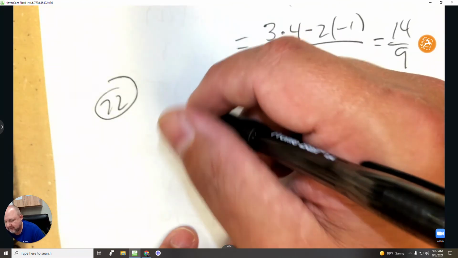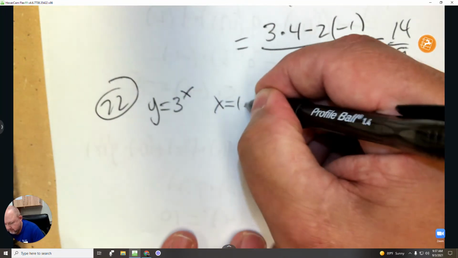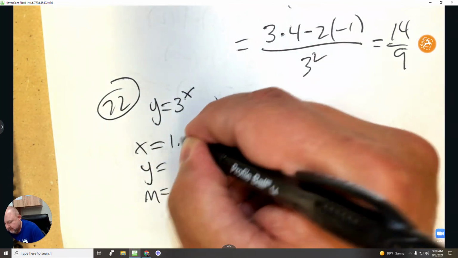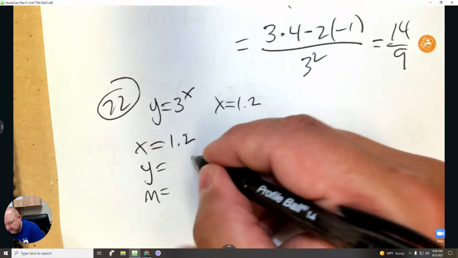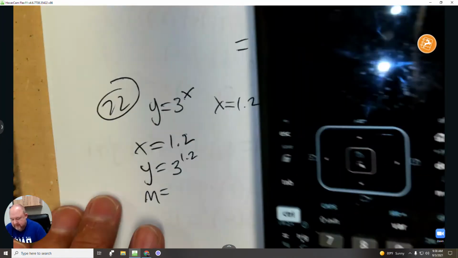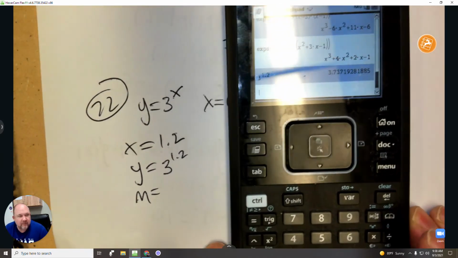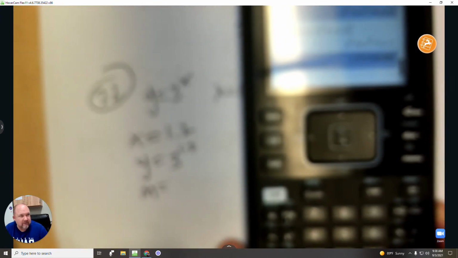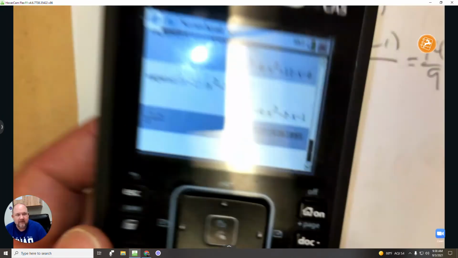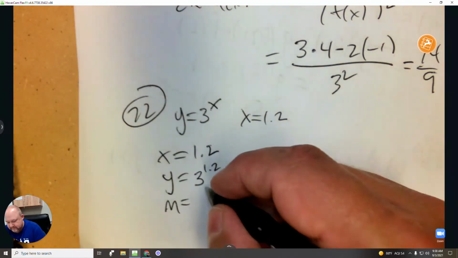Find an equation of the line tangent to y equals 3 to the x when x equals 1.2. We're going to use our calculator. We need to know the x, the y, and the slope. So these are the things I'm looking for. To find the y value, it's 3 to the exponent 1.2. So I'll just do that with my calculator. Super easy. 3 to the exponent 1.2. And to 3 decimal places, so I'm just going to use 3.737. Can you see it? There it is. 3.737.